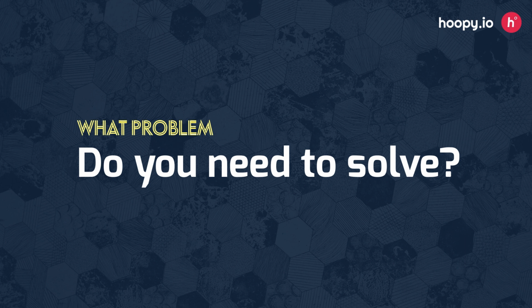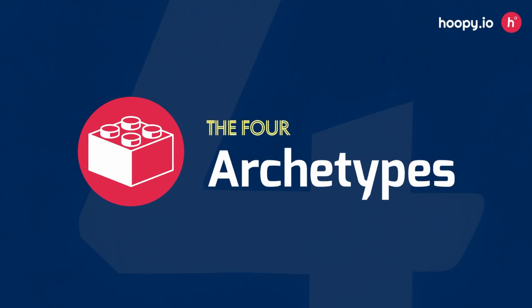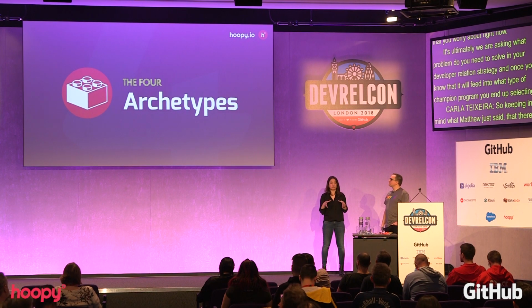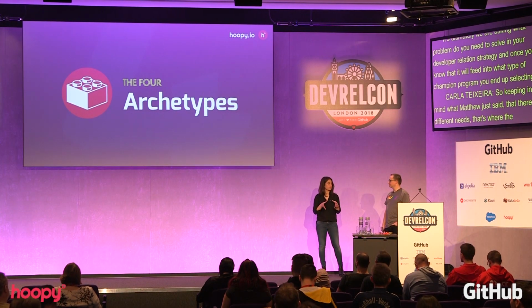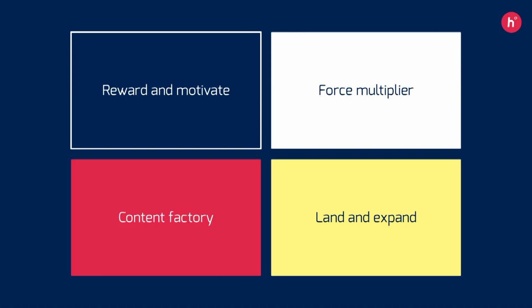And once you know that, it'll feed into what type of champion program you end up selecting. So keeping in mind what Matthew just said and these different needs, that's where the 4 archetypes comes from. So what do you need in your developer relations program? Let's see which ones they are. So we start by reward and motivate, and we'll go into depth in all of them in just a short while. After that, we have the force multiplier, we have content factory, and last but not least, land and expand.